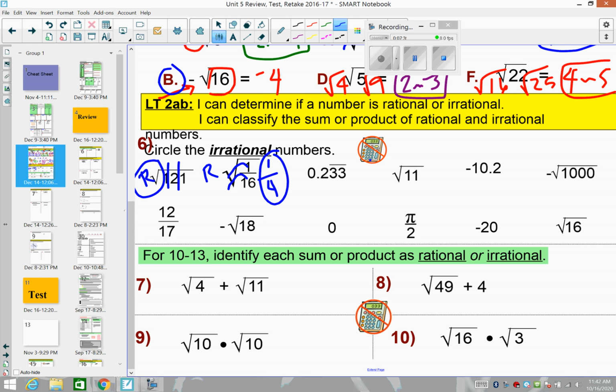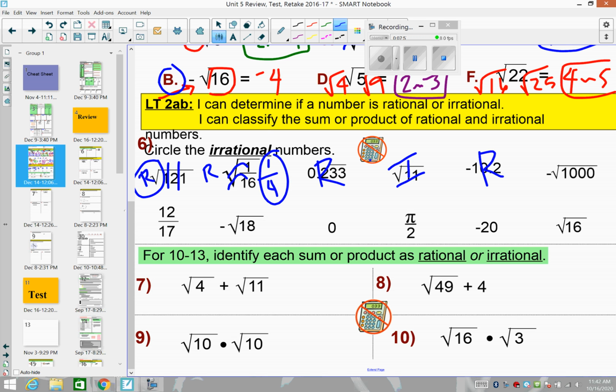This is a nice repeating decimal, so we're going to call that rational. We have a yucky square root here. This is actually a rectangle, so that's irrational. We have a nice decimal here. This is a terminating decimal, a nice decimal in terms of a math standpoint. So we're going to call that rational.